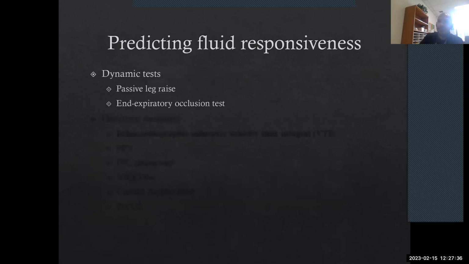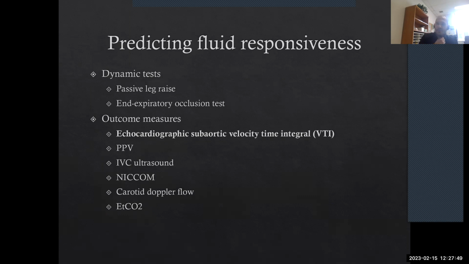So how do we predict fluid responsiveness? The two dynamic tests that exist are the passive leg raise and the end expiratory occlusion test. But doing the test is not enough. We need to measure fluid responsiveness itself. And so how do we do that? We can do it through a pulse pressure variation. We can try it through IVC. NICOM has been tried, carotid Doppler has been tried, and end-tidal CO2 has been tried. I'm going to highlight echocardiographic VTI. That's the velocity time integral. And I'll tell you a bit more about that in a second. When available, this is the best way for us to assess fluid responsiveness in patients.